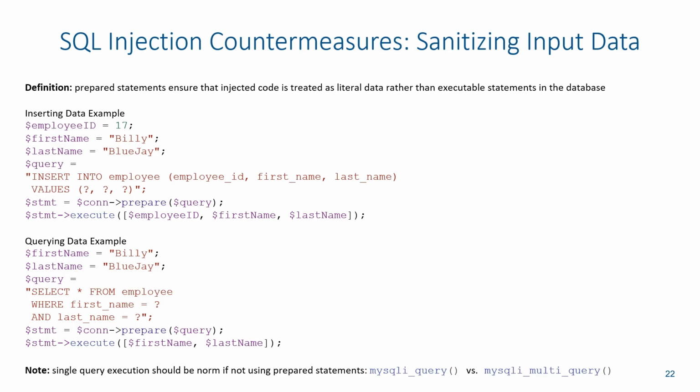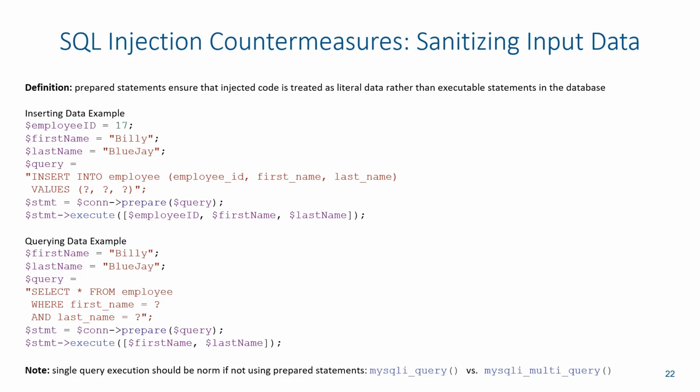So you see that my employee ID variable is equal to 17, my first name variable is equal to Billy, and my last name variable is equal to Blue Jay. What I'm going to do here is first prepare the query, and then the second thing I'm going to do is execute it with an array. The array is basically a list of values, in this case, employee ID, first name, and last name. So that list of values is going to be plugged into those question marks, and the code is going to be interpreted as literal data rather than a continuation of that SQL string.